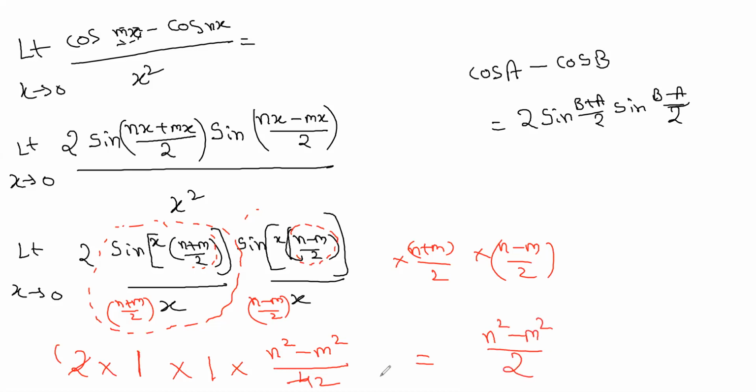So for this we have to remember this whole thing and we have to do it. In the end we are getting n square minus m square by 2. Now let's see this in another method.